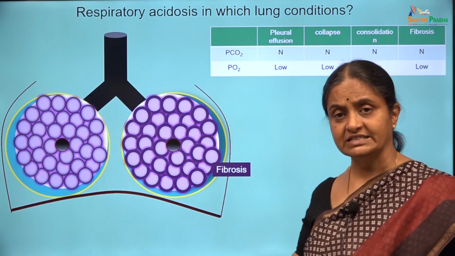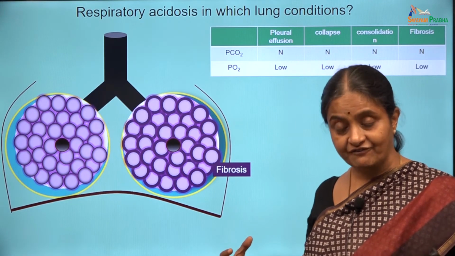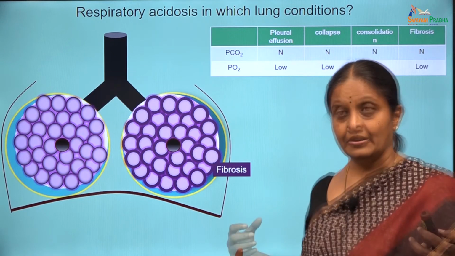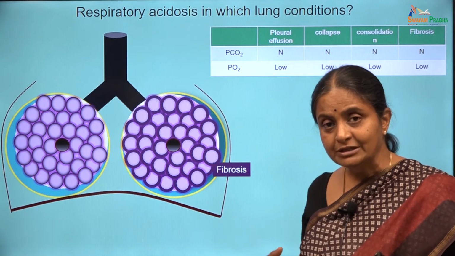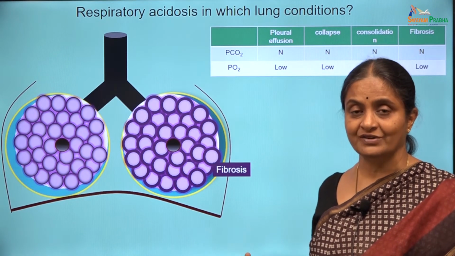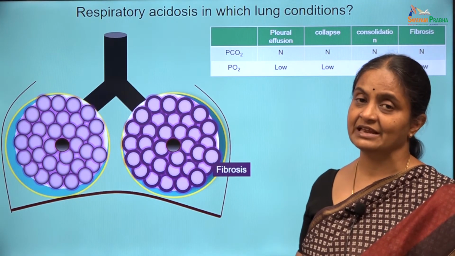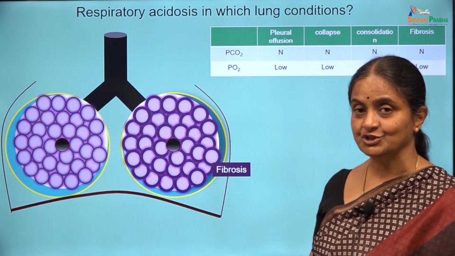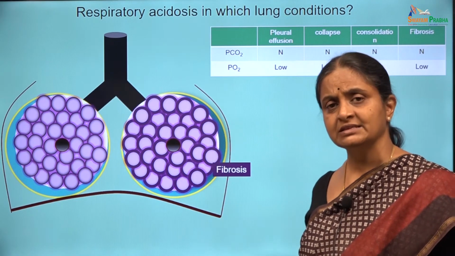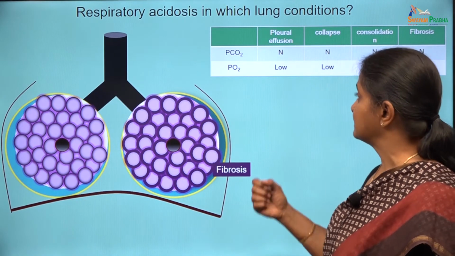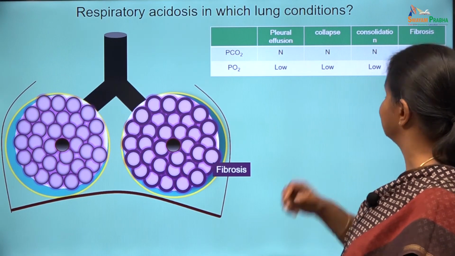Only if the fibrosis is extensive, the compliance is so low that in spite of respiratory effort, the lung is not expanding, or the respiratory muscles go into fatigue, unable to induce the required amount of lung expansion. Only in those states ventilation will be affected and respiratory acidosis will ensue. Otherwise, in early stages of interstitial fibrosis where there is adequate compliance, carbon dioxide levels need not go up.